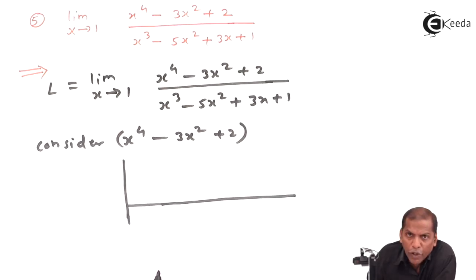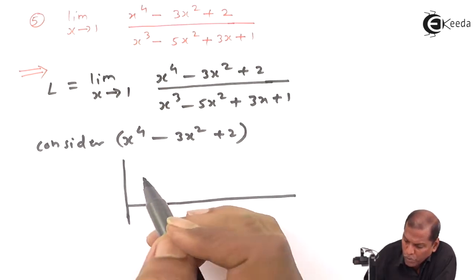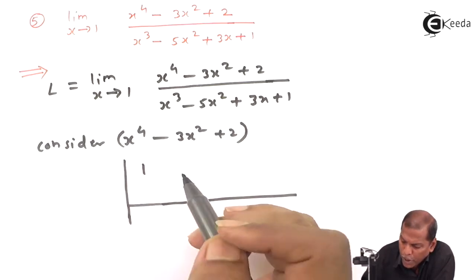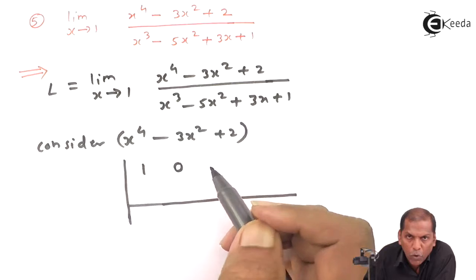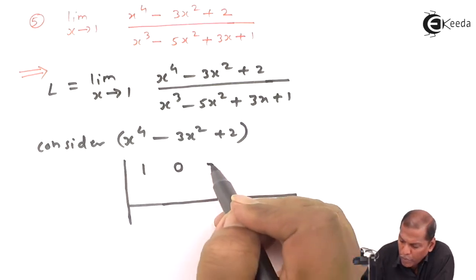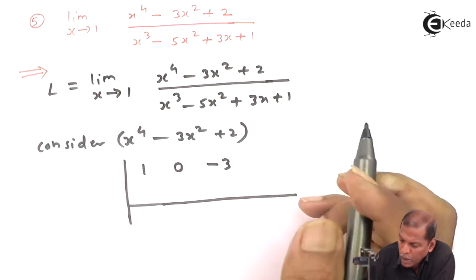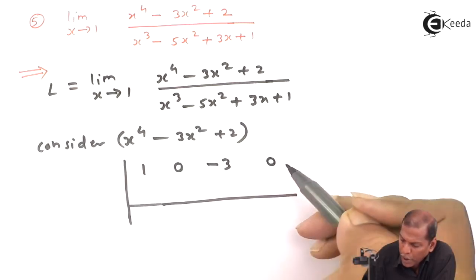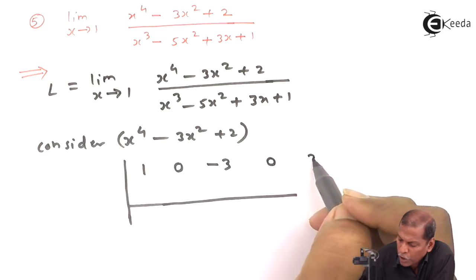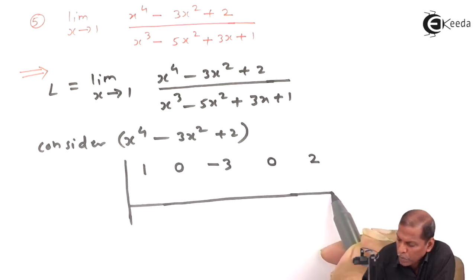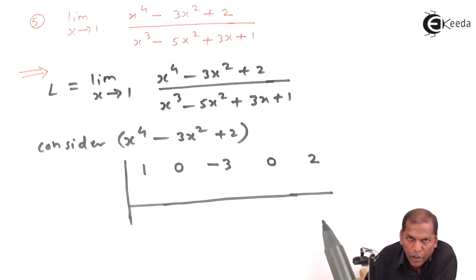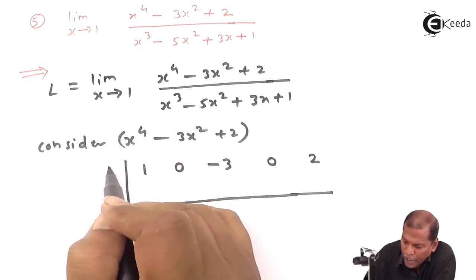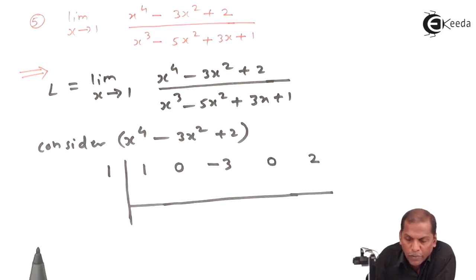First we write the coefficient of x raised to 4, that is 1. Here the term x cube is absent, so we write 0. Coefficient of x square is minus 3. Next the term x is absent, so we write 0. And finally the constant term is 2. Here the limit is given as x tends to 1, so we start dividing with x equal to 1.